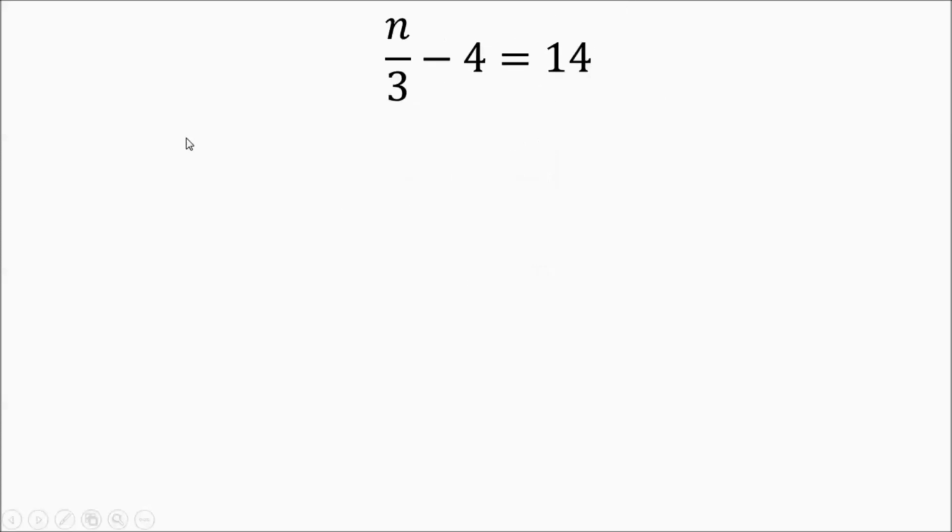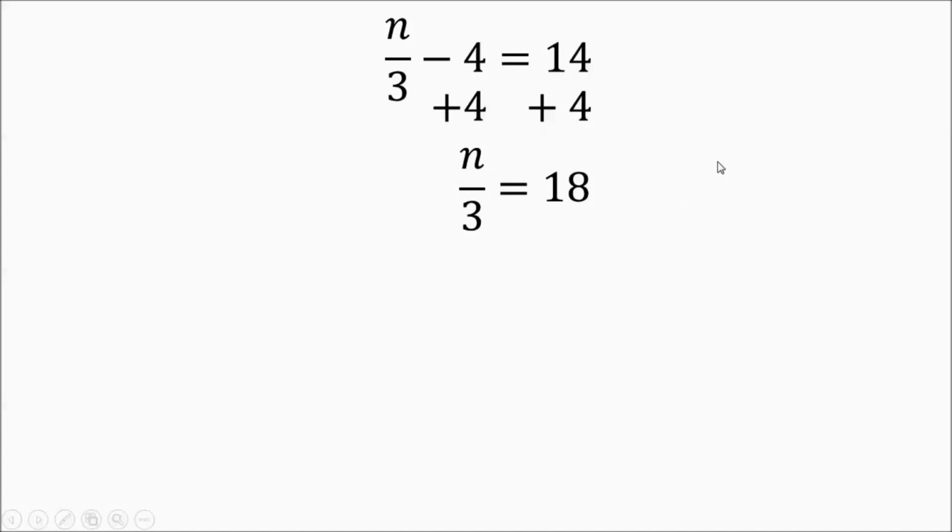This next one's a little different. We're still going to get rid of this constant first. We're going to add 4 to both sides. We're going to have n over 3 equaling 18. Now, some kids panic when they see this divide by 3. You could just multiply both sides by 3. A lot of kids forget that.